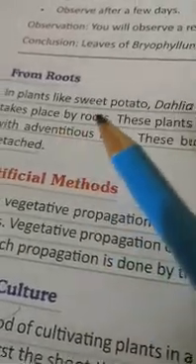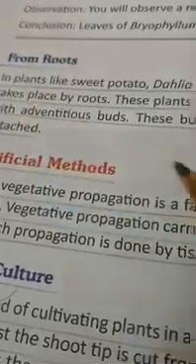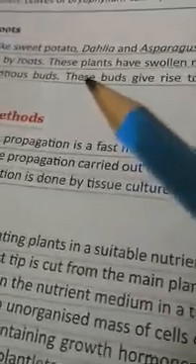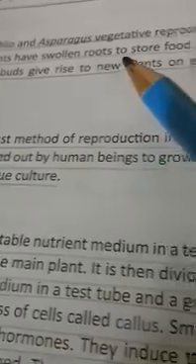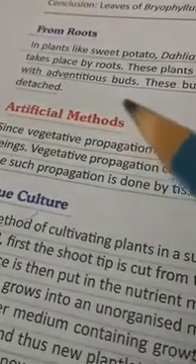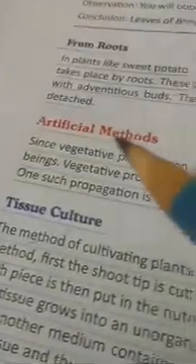Now from roots. So we can also grow new plants from the roots. In plants like sweet potato, dahlia and asparagus, vegetative propagation takes place by roots. These plants have swollen roots to store food along with adventitious buds. These buds give rise to new plants on getting detached.